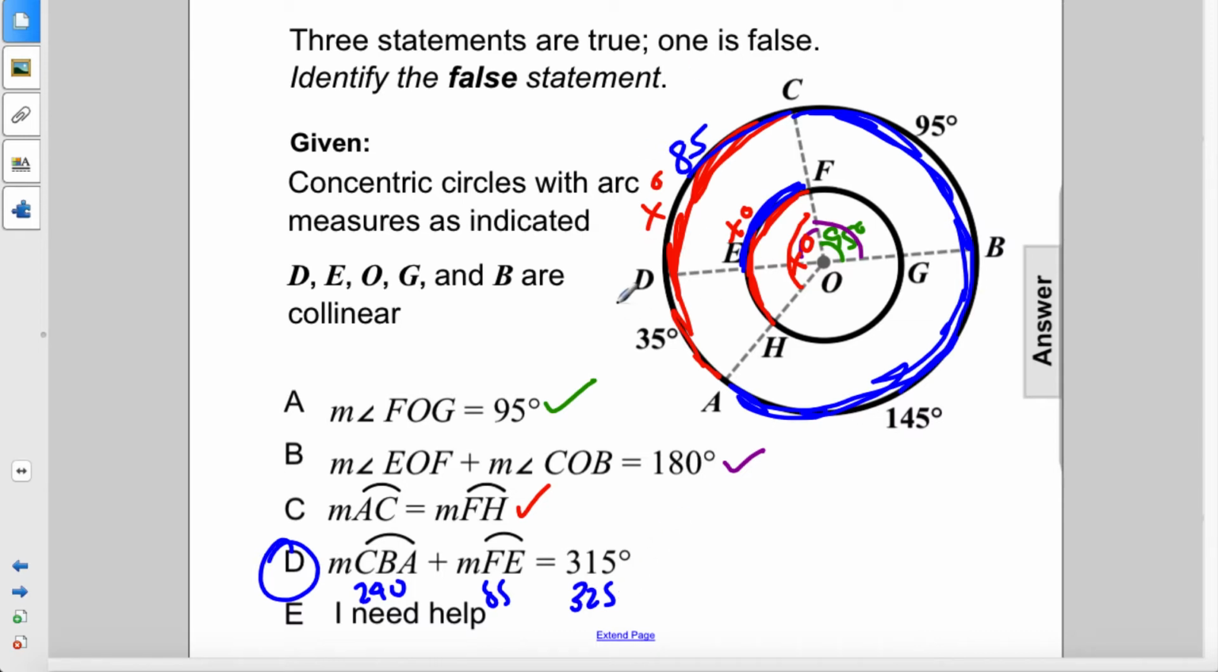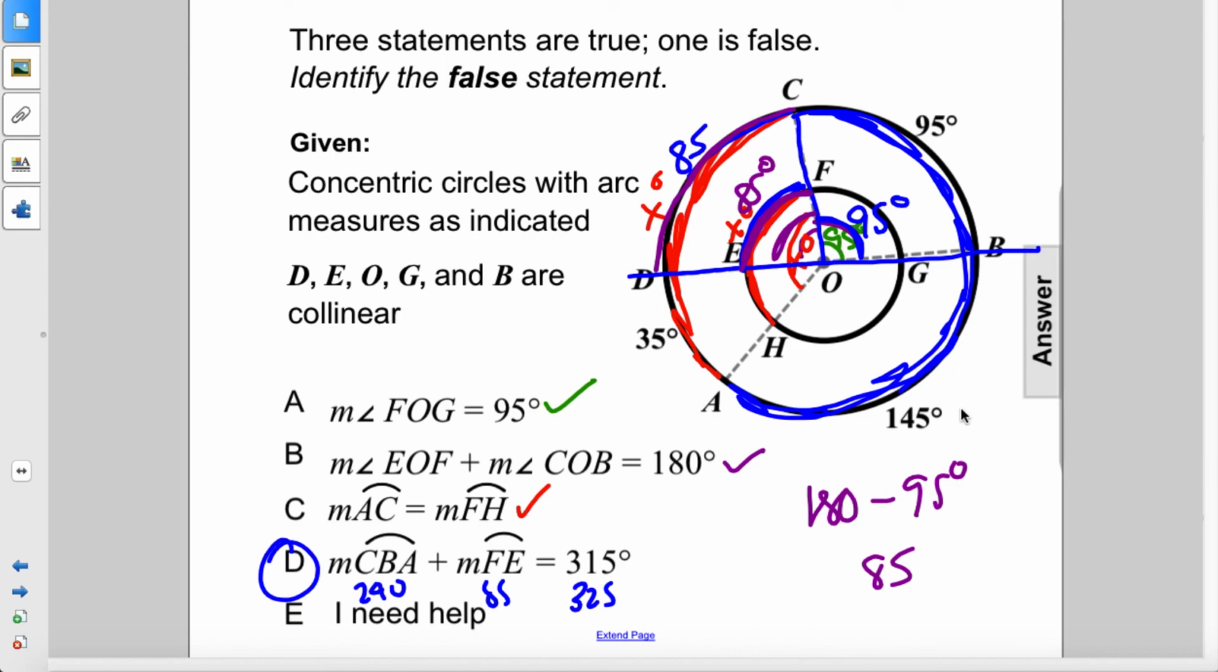To reiterate, we have a straight line here, and we know that this angle is 95 degrees, and we have the line here. So how do we figure out this angle? Well, that would be 180 minus 95 degrees, which gives us 85. So that is how we know the measure of this arc right here. That's 85 degrees. And 85 plus 240, which is 95 plus 145, equals 325, not 315. The answer is D.